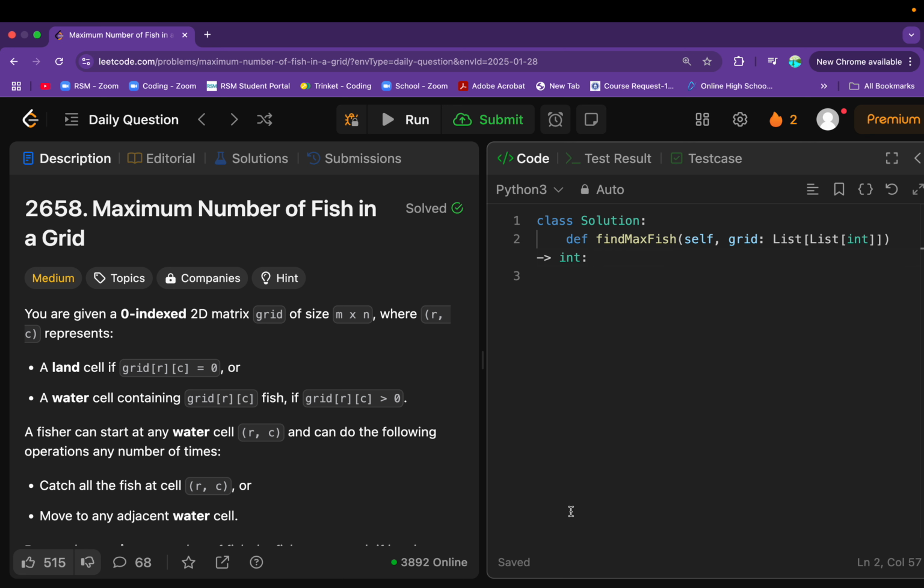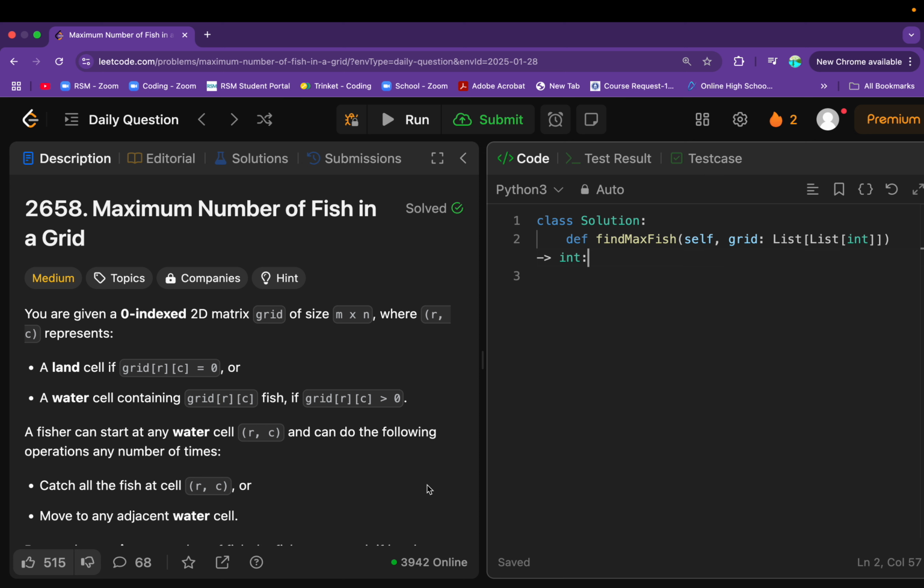Hey everyone, welcome back, and today let's solve Leetcode problem 2658, titled Maximum Number of Fish in a Grid. So we're given a zero-indexed 2D matrix of size m by n, where each cell (r, c) has a value that represents either a land cell if grid[r][c] is equal to 0, or a water cell if grid[r][c] is greater than 0. And that means it would also contain a fish for that specific water cell.